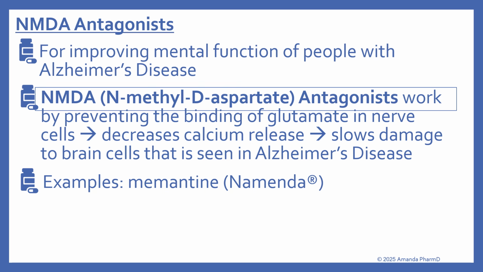Next are the NMDA antagonists. These are for improving mental function of people with Alzheimer's disease. NMDA antagonist stands for N-methyl D-aspartate. That's what the NMDA stands for. These antagonists work by preventing the binding of glutamate in nerve cells. This causes a decrease in calcium release, which slows damage to brain cells that's seen in Alzheimer's disease. And an example of an NMDA antagonist is memantine, the brand name is Namenda.